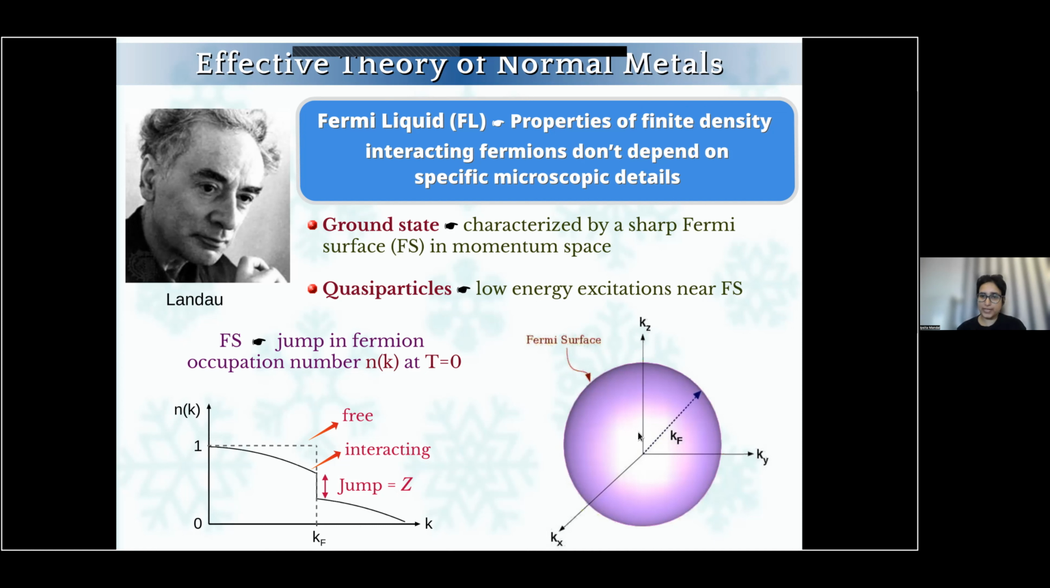Now, if we take a 3D isotropic fermionic system, then the Fermi surface looks like the surface of the sphere that I have shown here. And the radius of the sphere is given by kF, which is the Fermi momentum.